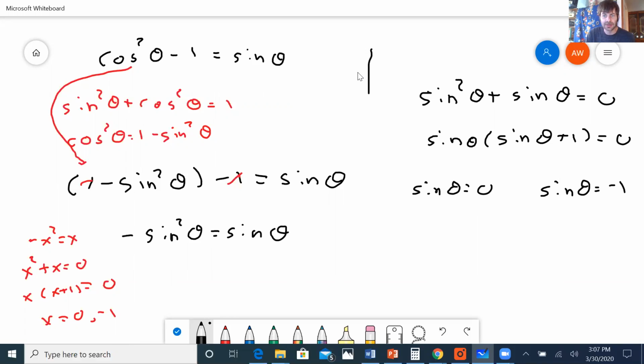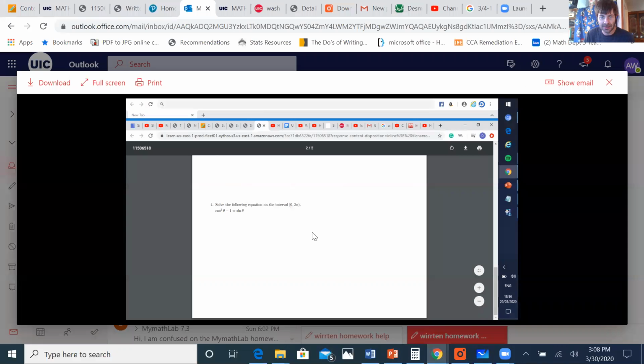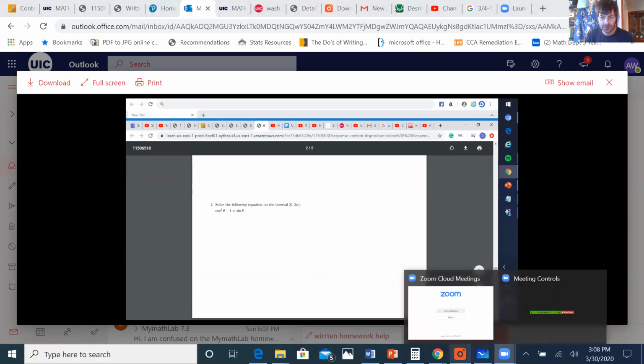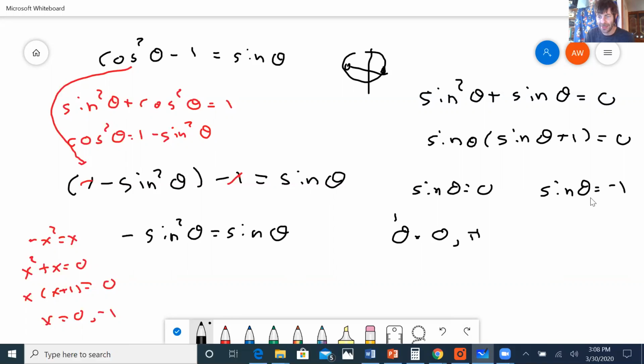So when sine theta is 0, that's there and there. I don't include 2 pi because it told me not to. And then sine theta is negative 1 right there. So that's 3 pi over 2. And there it goes.